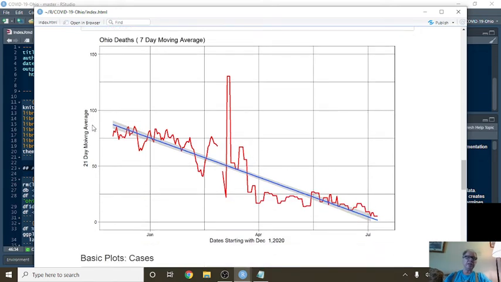Now here's this 7-day moving average on top of COVID-19 deaths. This is from December 1st of last year when the problem started, continuing up to the current date. You can see a continuing downward trend in COVID-19 deaths in the state of Ohio.